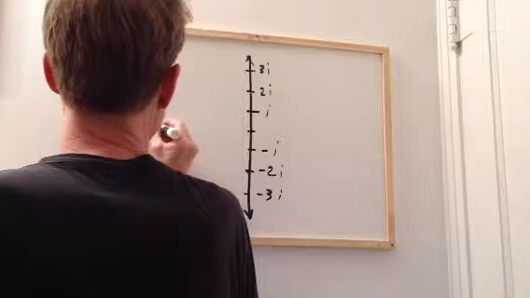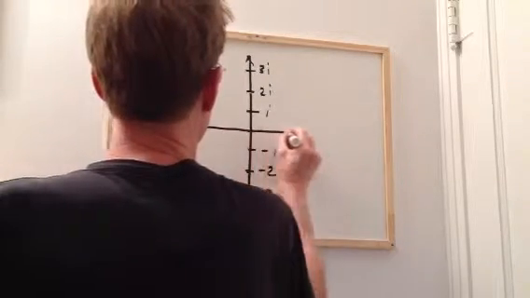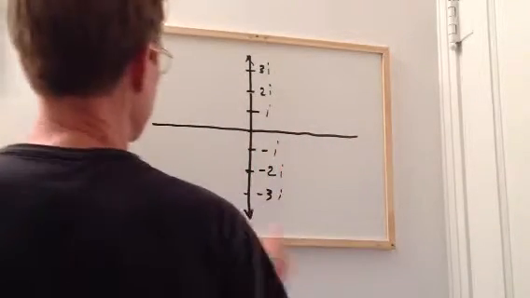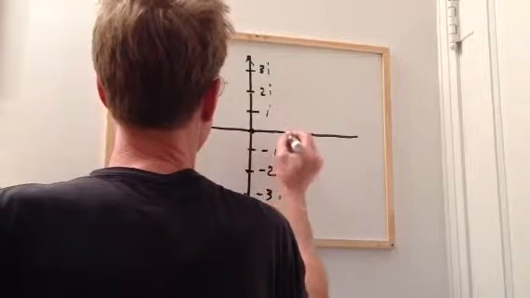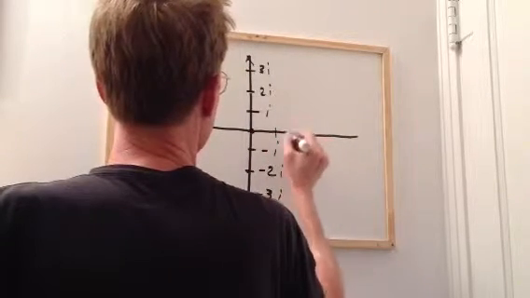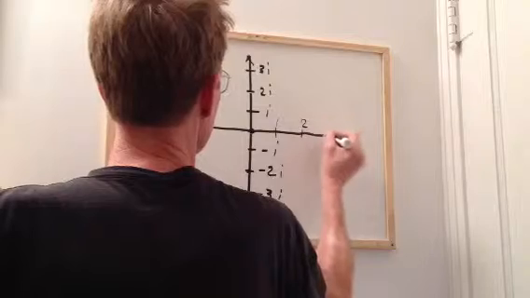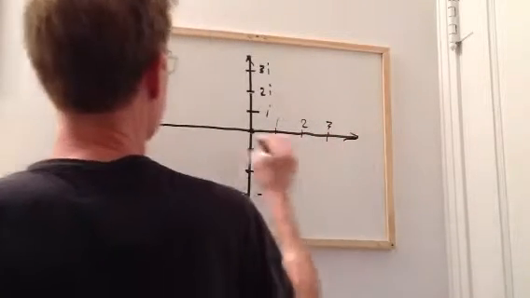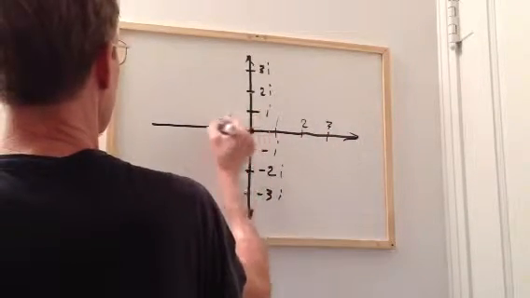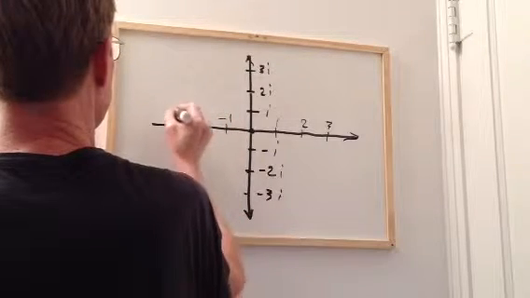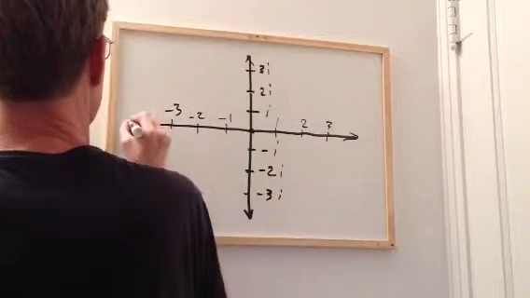Now, let's put a real number line right through, intersecting at 0. So we have 1, 2, 3, minus 1, minus 2, minus 3.